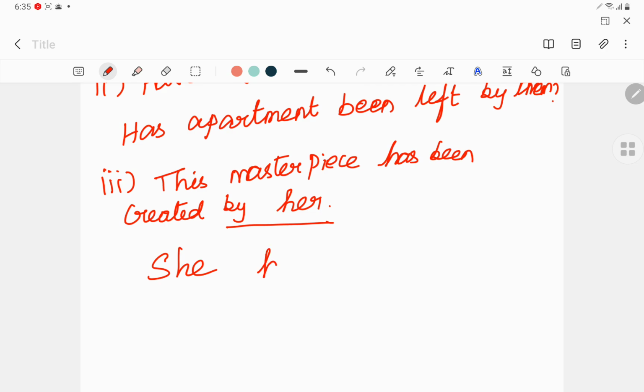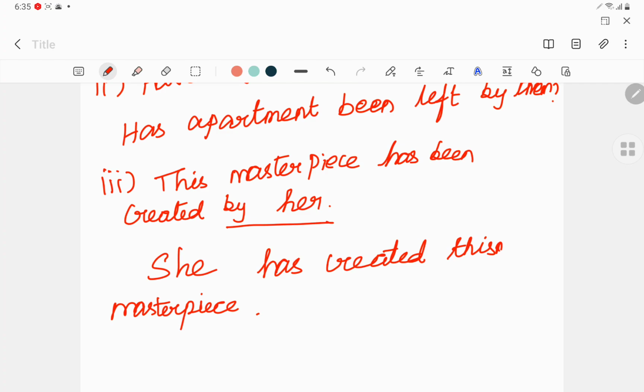So she has created this masterpiece. She has created this masterpiece. Actually this is very easy while changing. Okay, if you know the rules very well, it is very easy for you.